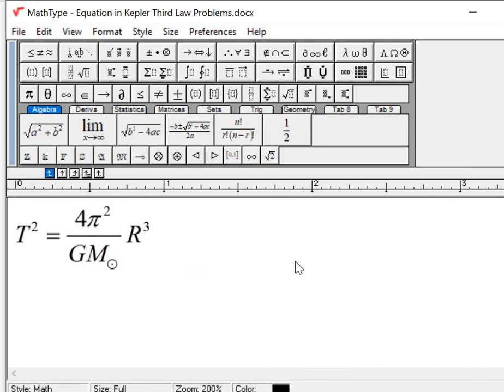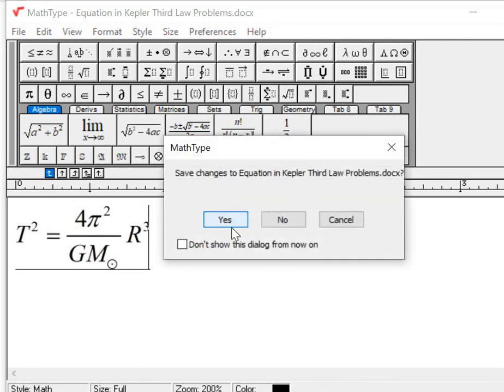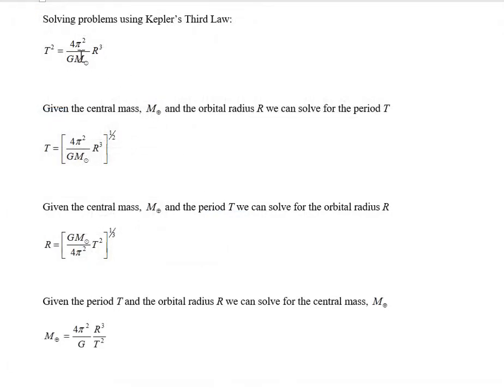So let's go back and look at Kepler's third law. Generally it's just algebra. When you're using this form here, think about it. This equation relates the mass of the central object, the period of the orbit, and the radius of the orbit.